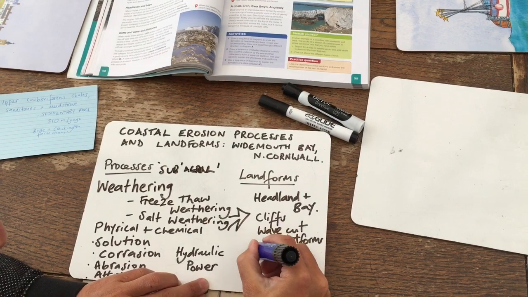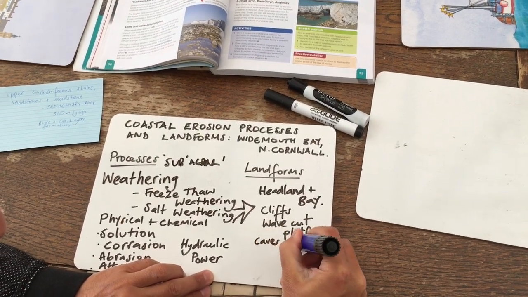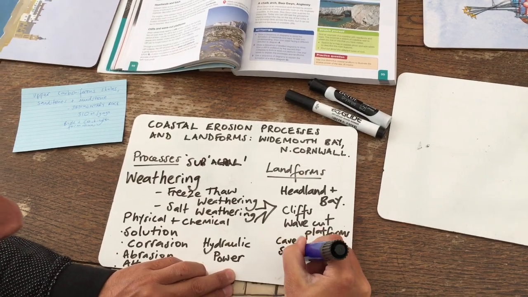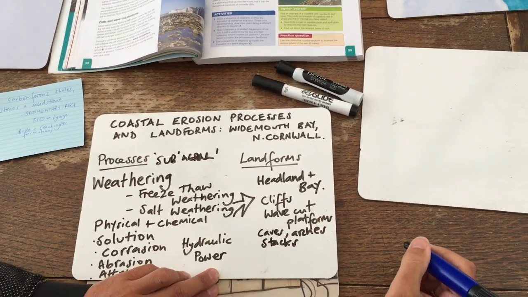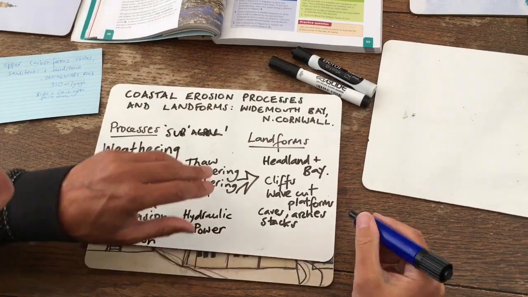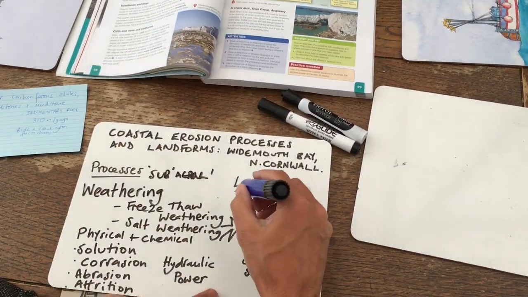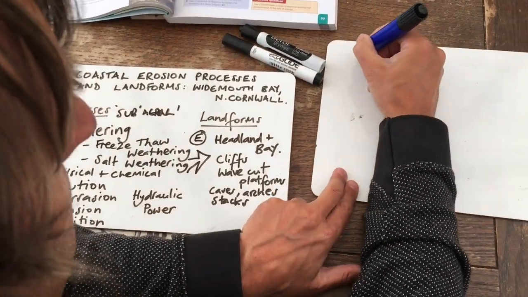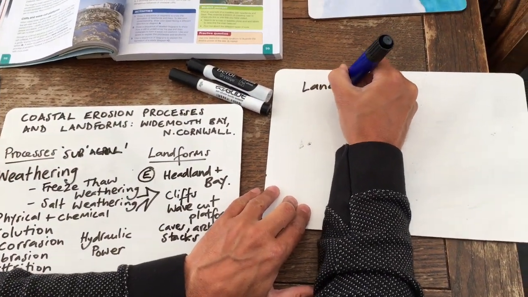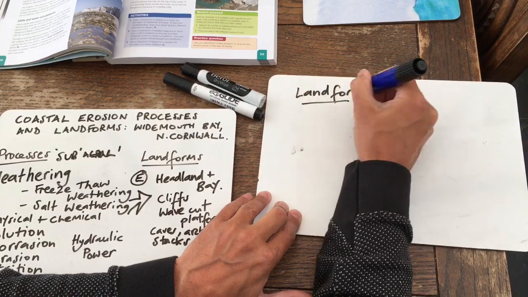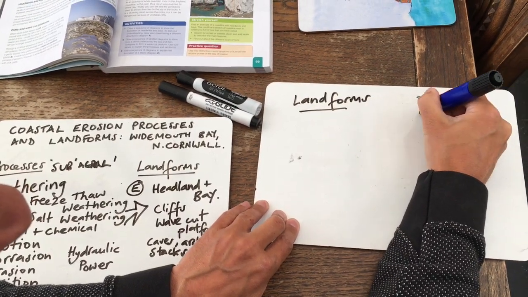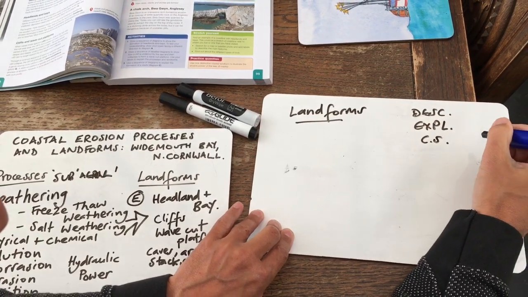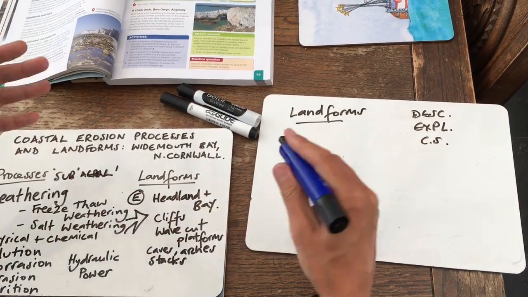You've got caves, arches. Don't see any arches at Widmouth really. We see lots of stacks and stumps. Stack, the famous one, Black Rock, and I'll point that one out. And then from that you also get other landforms, so they're the erosion landforms. And the other landforms that you get, which you need to know, be able to describe, explain, have a case study of, describe and explain the formation of, and you need to know all this.